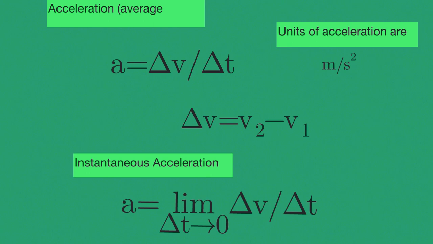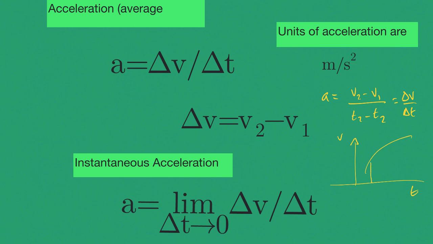Let's write it. Acceleration A is v2 minus v1 divided by t2 minus t1, or in other words, delta v divided by delta t. And what is instantaneous acceleration? So you have the graph now, not of x, but of v as a function of t. And what is acceleration? Let's say that the graph is like this.